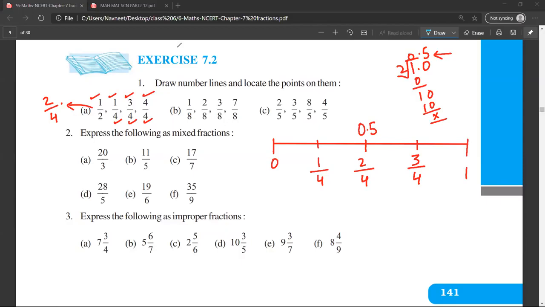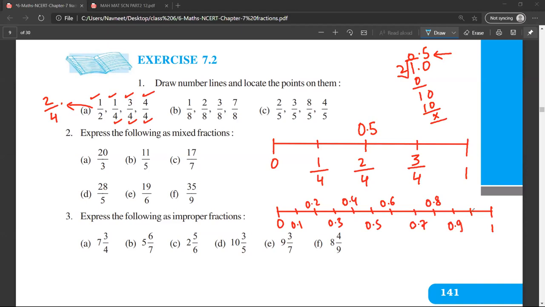See, what I'm trying to tell you is that now this depends on whether you understand decimals well or not. So for example, 0 is here, 1 is here. When I'm doing decimals, I can also write this as 0.1, 0.2. I'll have to have more bifurcations. So in decimals, this would be 0.1, this would be 0.2, this would be 0.3, this would be 0.4, 0.5, 0.6, 0.7, 0.8, 0.9, and this would be 1.